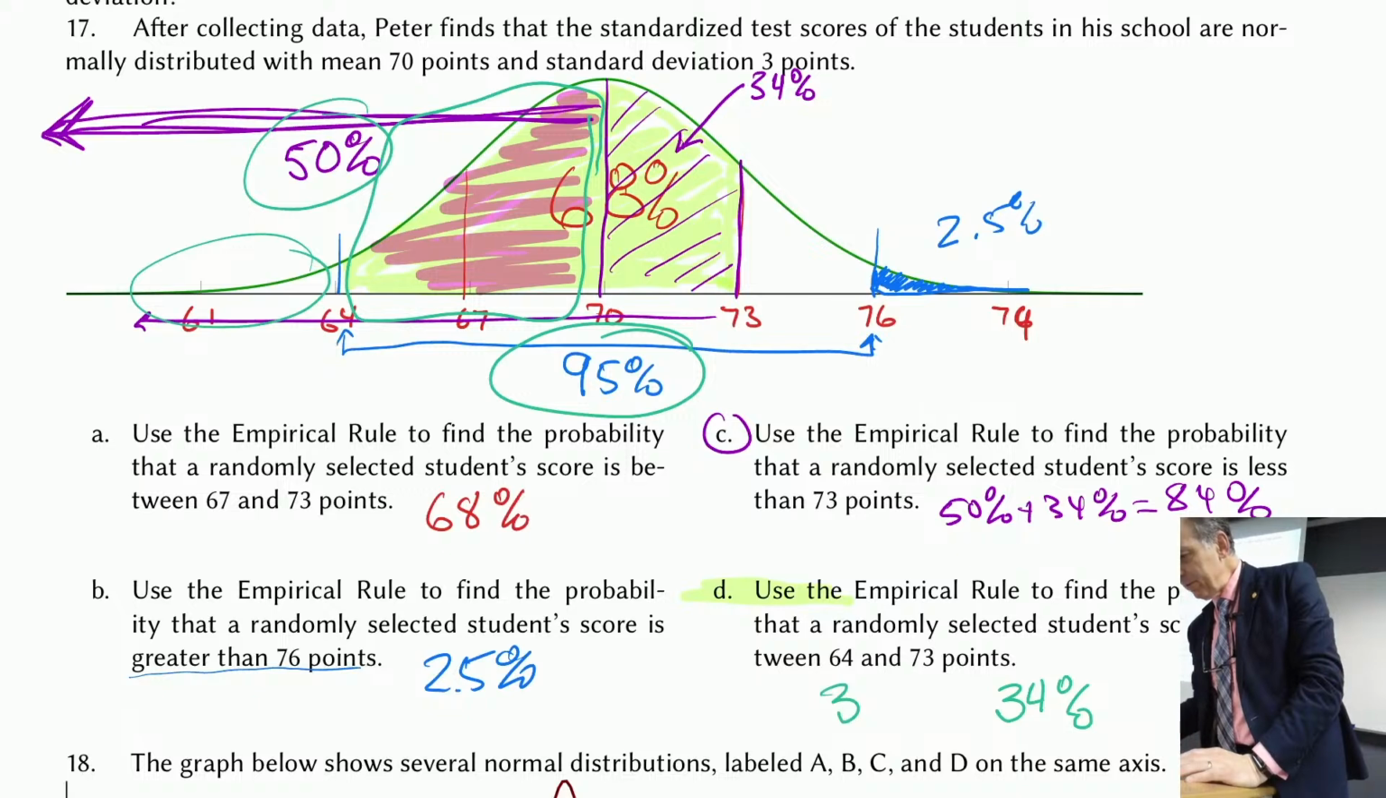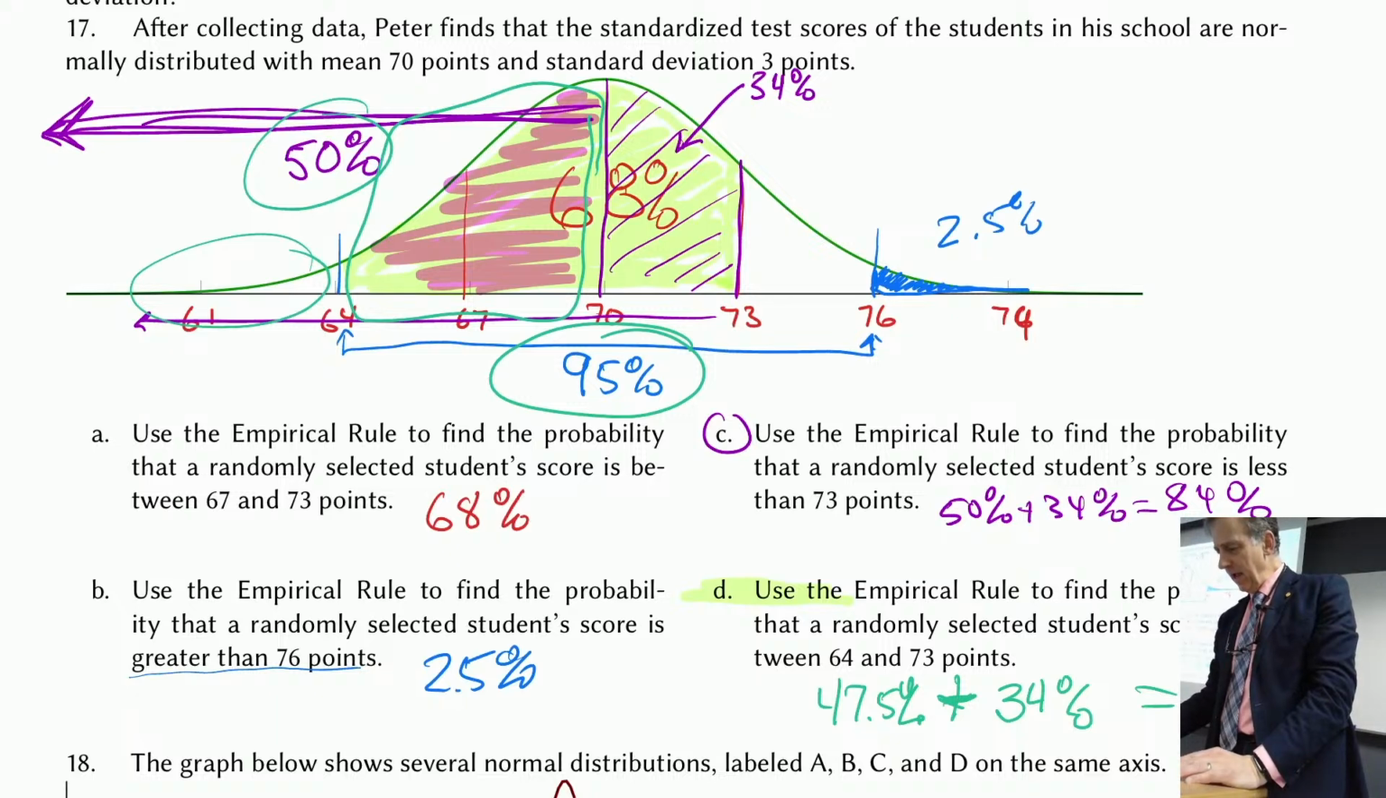So, whoops, why did I put 3? I don't know. 47.5, and whoops, I'm going to add this to this, and that's going to give me, what did you say? Was it 80.5%? Wait, 81, yes. 81.5%. Very good. All right, excellent.